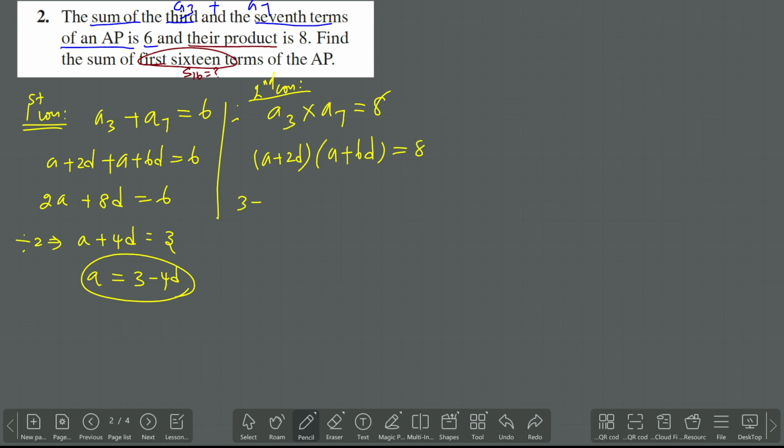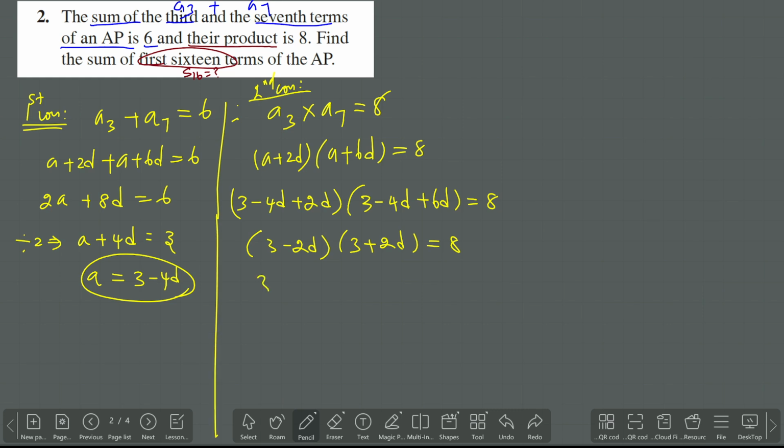What is my A value? 3 minus 4D plus 2D. Here, what about here? 3 minus 4D plus 6D, product equal to 8. Okay, what am I getting? 3 minus 2D here, 3 plus 2D, equal to 8. It looks like a minus b, a plus b. Have you noticed? So what you can do here? A square minus the whole square of 2D equal to 8. 9 minus 8 equal to 4 times D square. Am I right? Then when I subtract, 1. Multiplied by 4, when you send it opposite, divide. Which is equal to what? D square. When you send the square opposite, root.